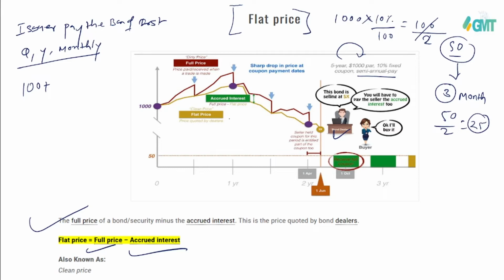But in this case we are talking about flat pricing. If you sell the bond without this accrued interest, so it means if you sell the bond at only 1000 USD, then that would be your clean pricing part. So in short, if the bond is getting settled without accrued interest, that bond price we call flat price.